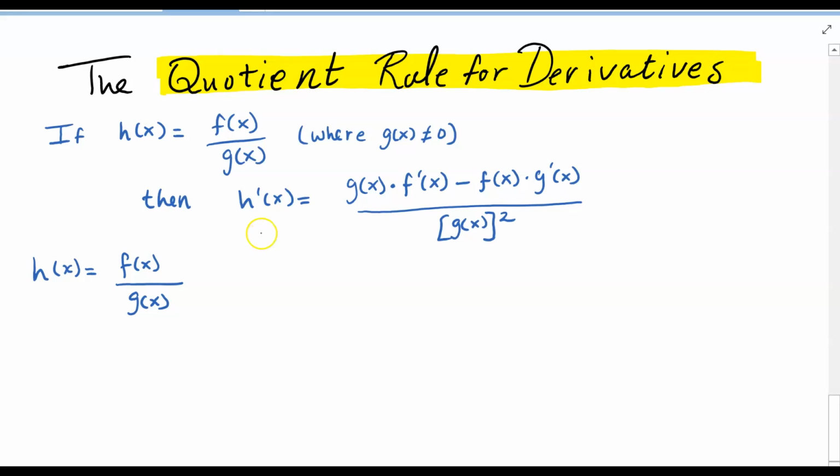All right, then h prime of x equals g of x times f prime of x minus f of x times g prime of x over g of x squared. Okay, it's quite a mouthful. So what I'm going to do is introduce kind of like a mnemonic. Well, maybe it's not a mnemonic, but maybe just a little catchy phrase or tune.